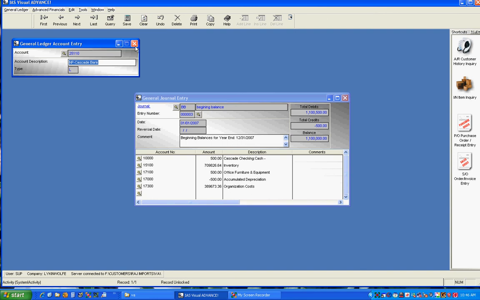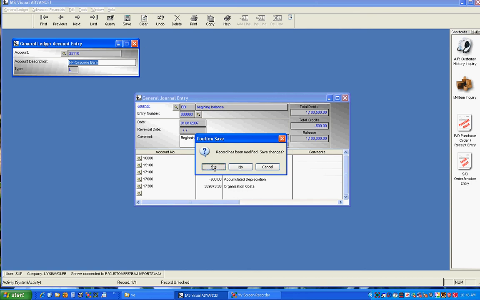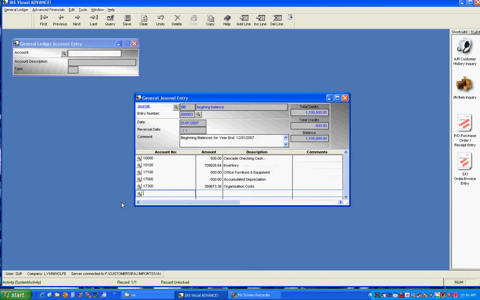If I hit the X, it'll not only save it, but it'll make the window go away. So we want to hit clear and save. And then the first thing we're going to do is put it in here, 25110. And this is a liability, so therefore it is a negative. That's right, minus 630.0.